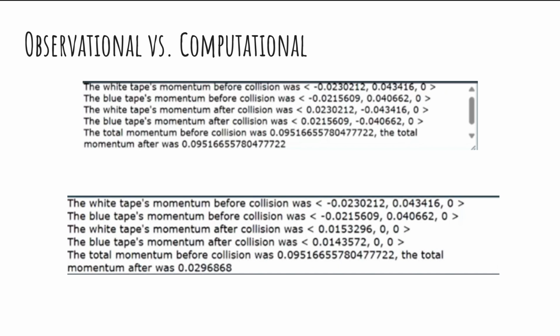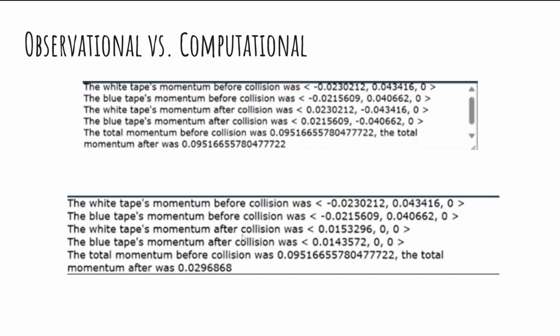So here is the difference between both models. In the top one, we can see that the white tape's momentum before collision was negative 0.023 and 0.04, and the blue tape's was negative 0.021 and 0.04. And then after the collision, it was the opposite, actually, 0.02 and 0.043, but they were the same absolute values. From that, we could tell there was a conservation of momentum in the computational model.